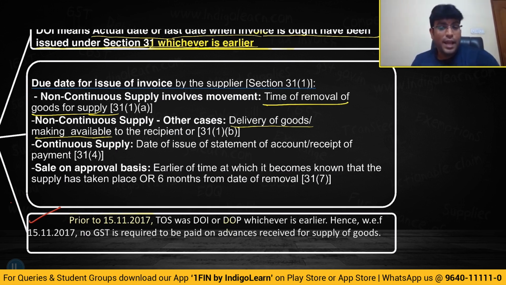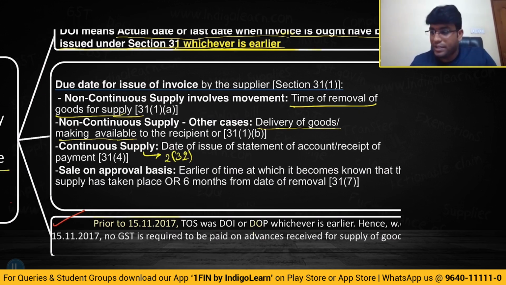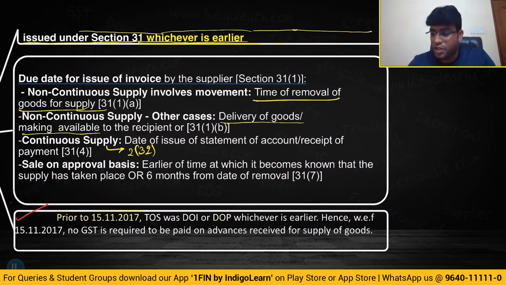Next, continuous supply. When I talk about continuous supply, what is continuous supply of goods? Continuous supply of goods basically means supply of goods under a contract on recurring basis. In fact, this term continuous supply of goods is defined by section 2(32). It clearly says continuous supply of goods means supply of goods under a contract on recurring basis. On recurring basis, goods are supplied under a contract.